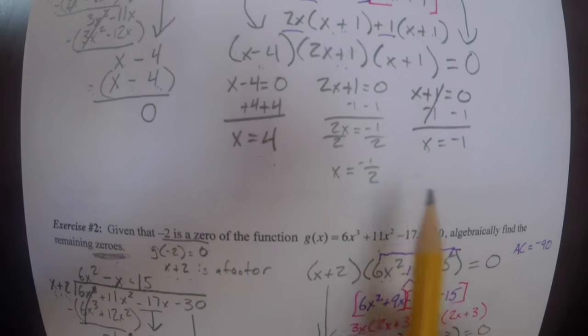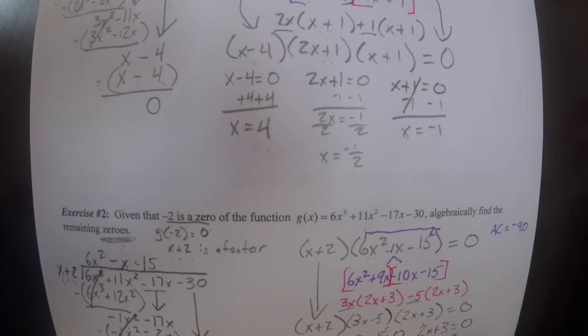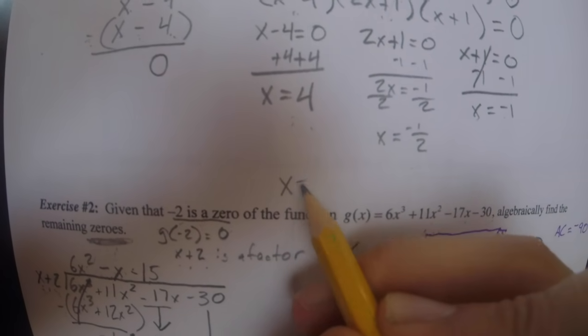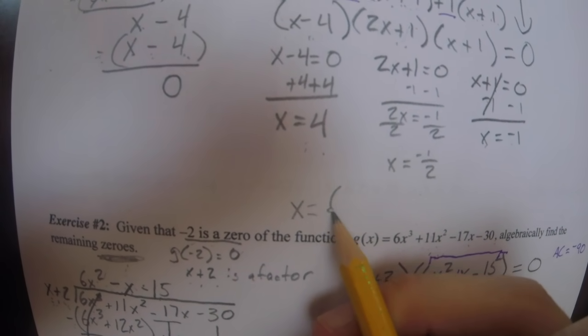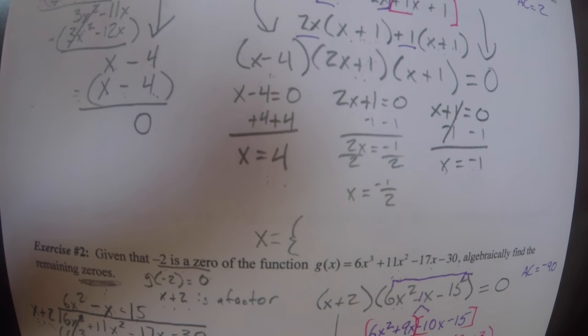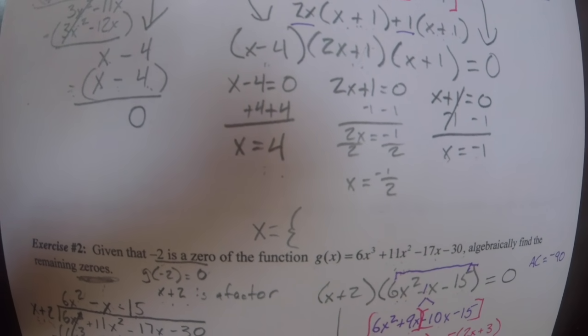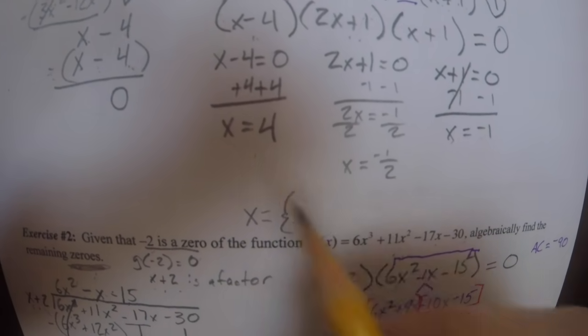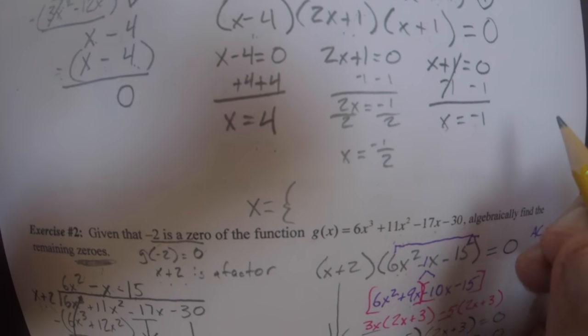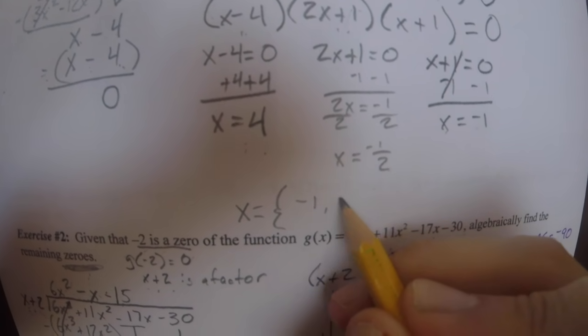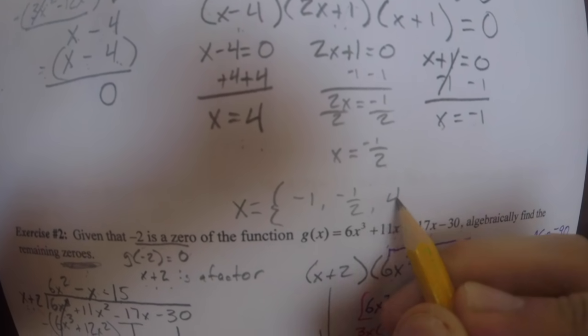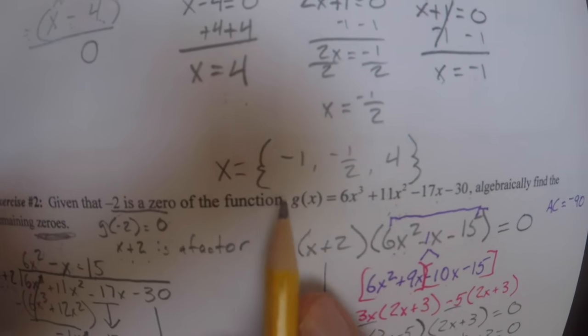I should have done this up here too. I shouldn't just leave my answer like that. I would want to give it in a set form, okay? And I would just put them in numerical order: negative 1, negative 1/2, and 4. So I start with the smallest, negative 1, negative 1/2, 4. And that's how I should leave my answer.